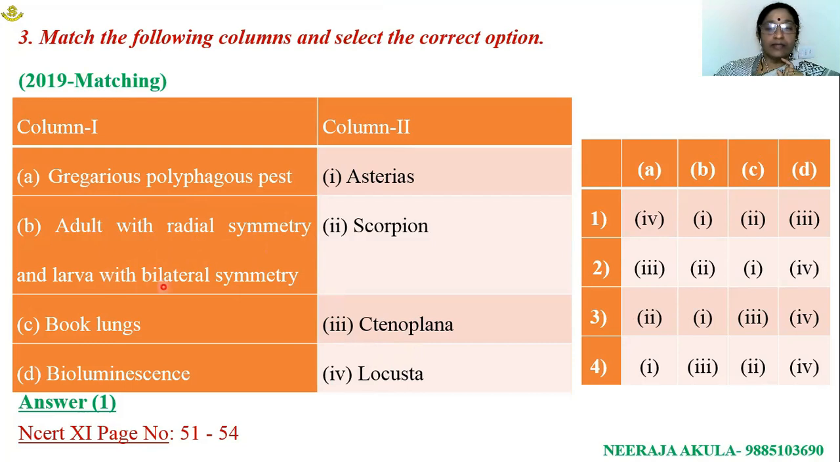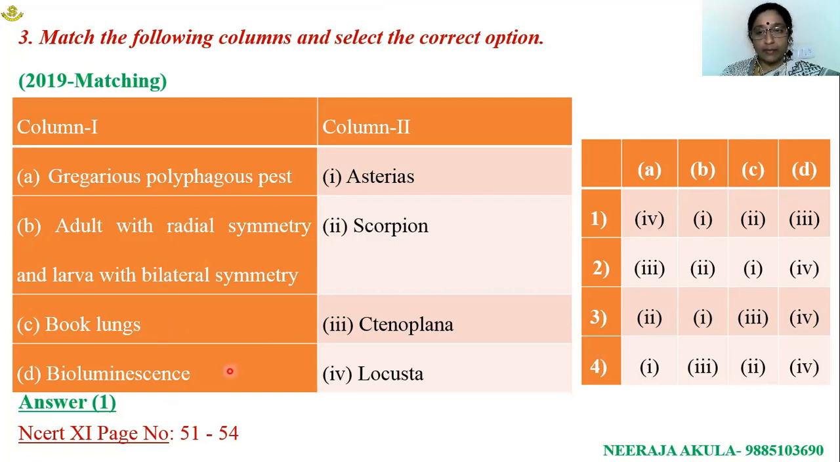Adult with radial symmetry and larva with bilateral symmetry. In case of echinoderm organisms, the larval form exhibits bilateral symmetry. Radial symmetry is exhibited by adults. So here, Asterias is an organism which belongs to phylum Echinodermata. Book lungs: these are the respiratory structures seen in case of scorpion.